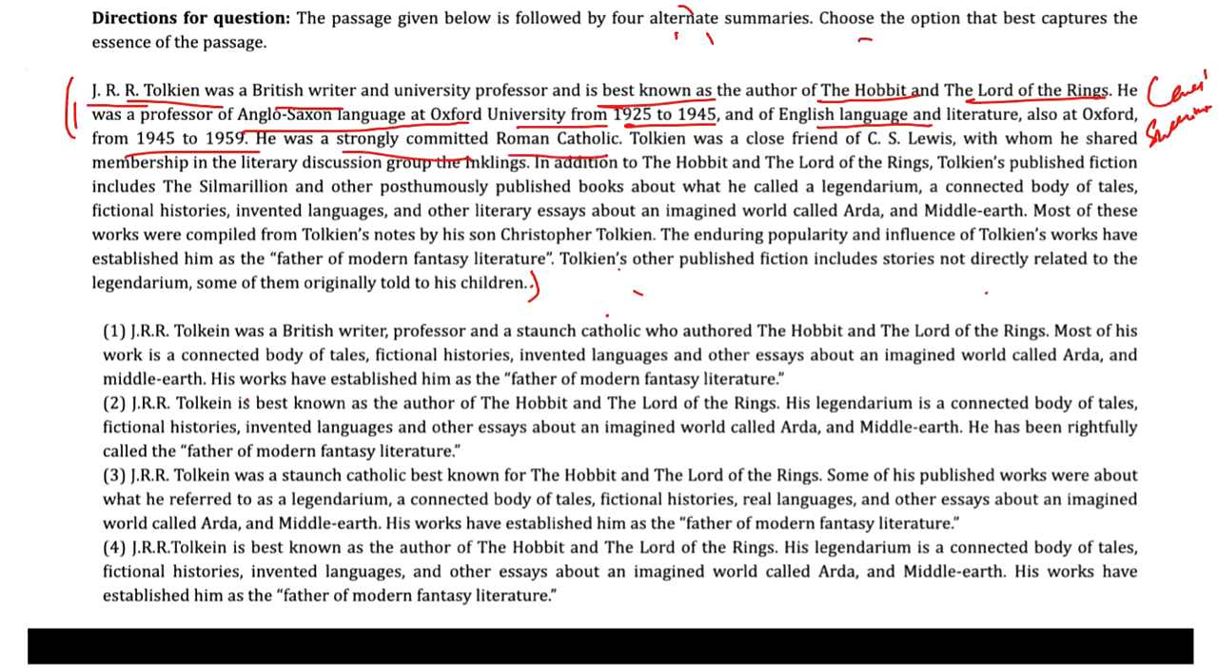Tolkien was a close friend of C.S. Lewis, with whom he shared membership in the literary discussion group.